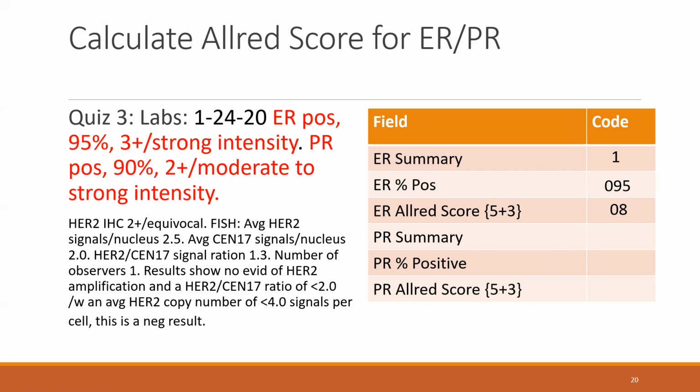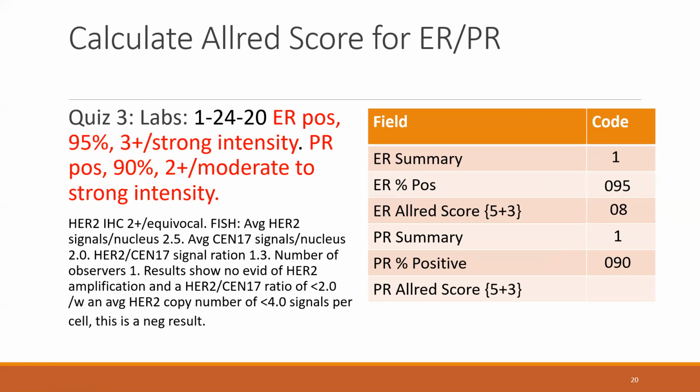We will then look at the PR, positive at 90%. We also have a 2+ moderate to strong intensity. So looking back again on the table, moderate to strong is 2 different categories. So we're either going to have the intensity score be a 2 or a 3.